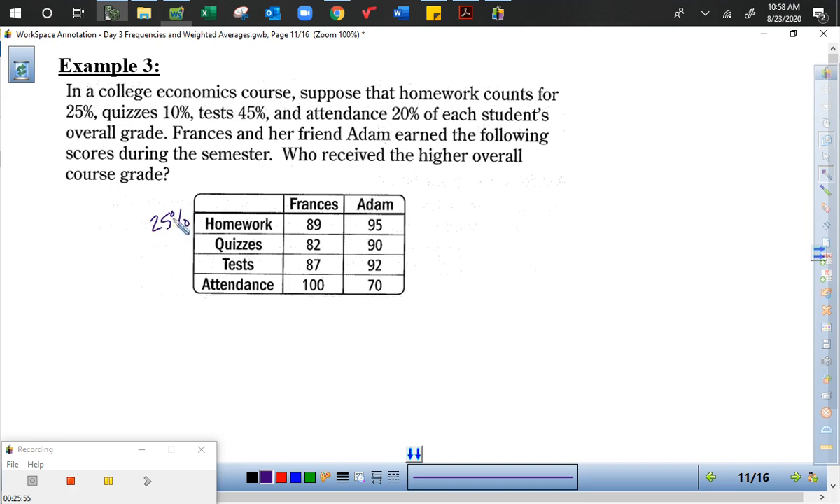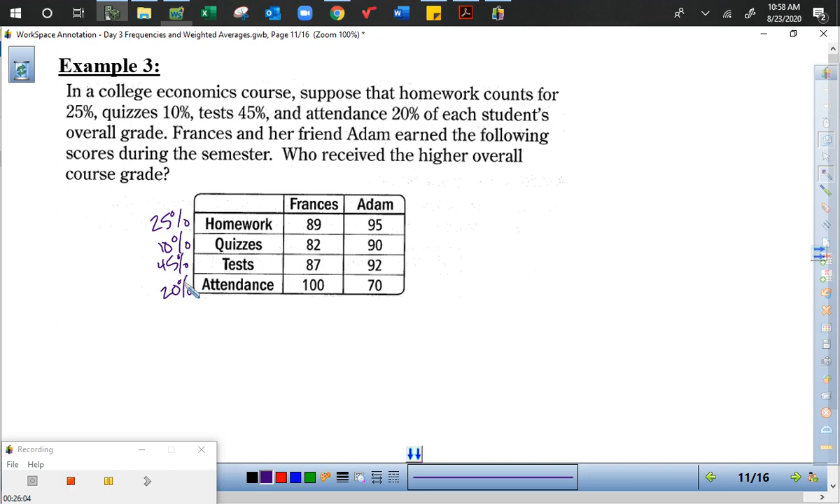Then it says quizzes are 10%, tests are 45%, and attendance is 20%. Frances and her friend Adam earned the following scores during the semester. Who received the overall higher course grade? Okay, so remember, a weighted average adds up all the things, but it always multiplies by their respective weights.